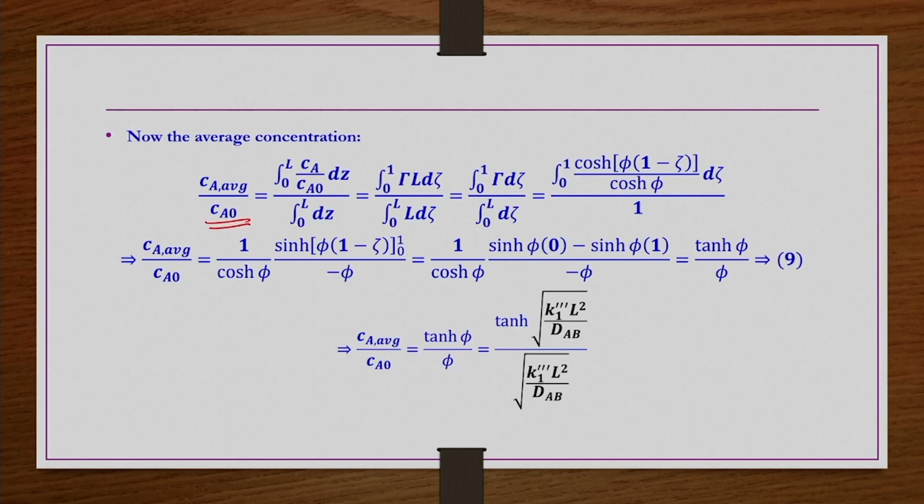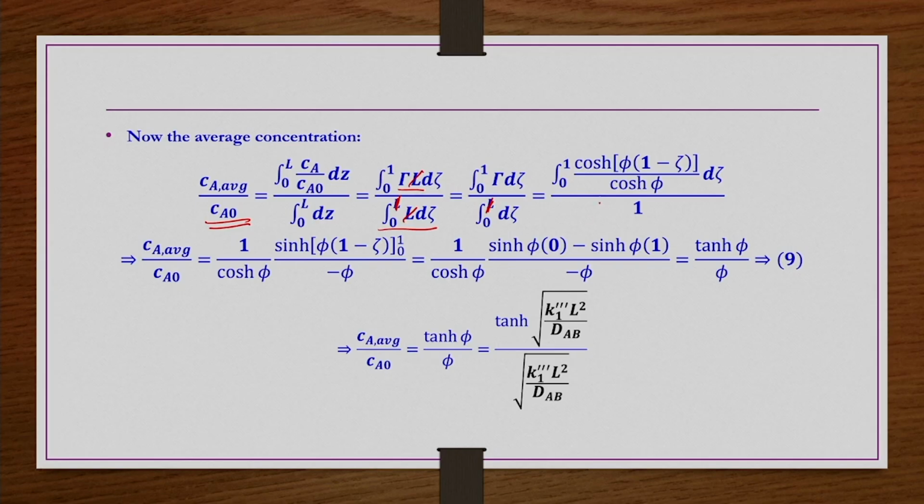So, for this average concentration, Ca average by Ca naught, it will be integral 0 to L of Ca by Ca naught dz divided by integral dz, limits 0 to L. If you write the same thing in dimensionless form, Ca by Ca naught is gamma, dz is nothing but L d zeta. The integral limit should be 0 to 1. If L is equal to 1, that means zeta is equal to 1, right. Similarly, here also the limit is 1. So, this L you can cancel out, right.